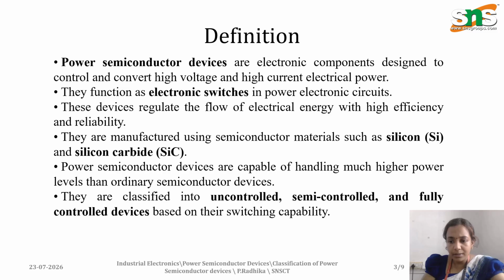So we classify the semiconductor devices into three types. One is the uncontrolled semiconductor device, semi-controlled devices, and fully controlled devices. From the name itself, we could easily understand that the device is fully controlled, partially controlled, or not at all controlled. These types of devices are mainly made using a material called silicon or silicon carbide.